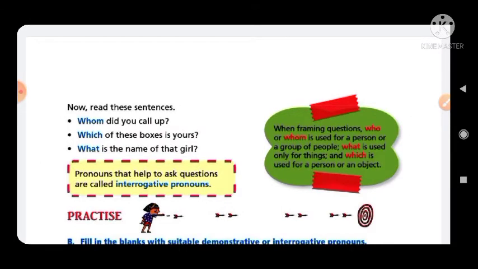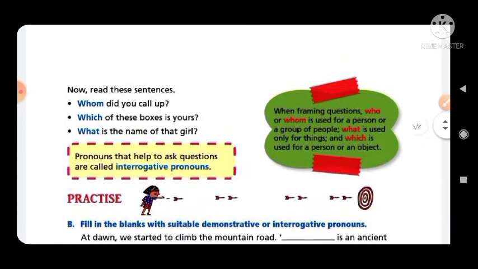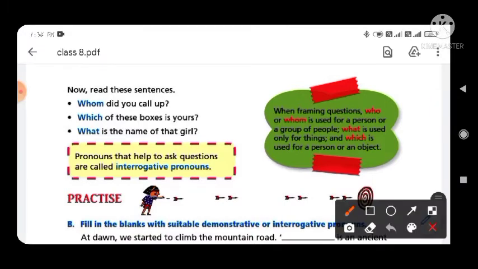Next is the interrogative pronoun. Here is the definition: pronouns that help to ask a question are called interrogative pronouns. We say a pronoun that is used to ask a question is called an interrogative pronoun. For example: Whom did you call up? Which of these boxes is yours? And what is the name of that girl?